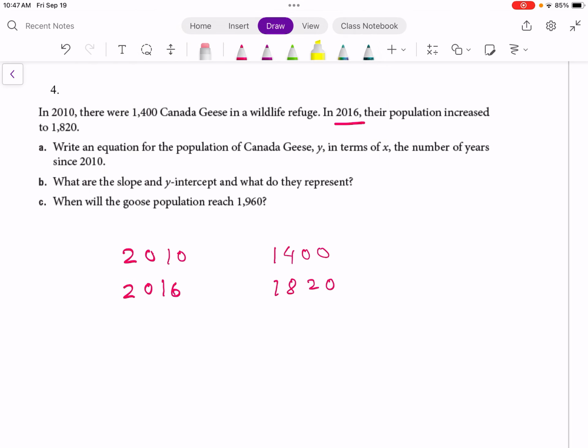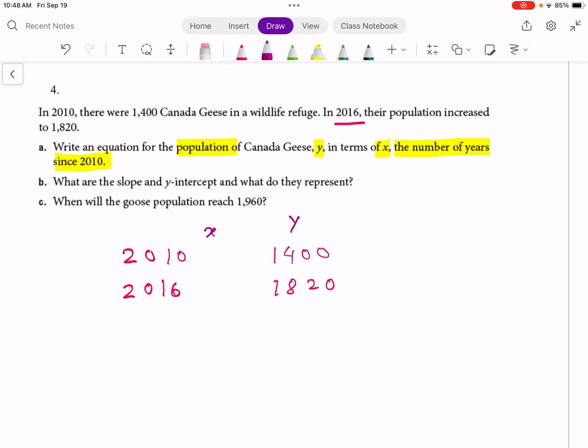So they use y to represent the population. Okay, it means our second column is y. 1,400, 1,820. These are the population of geese. So that is y. In terms of x, x is the number of years since 2010. Now, how do we find x? So x is the number of years since 2010.